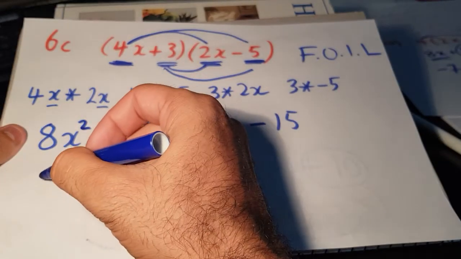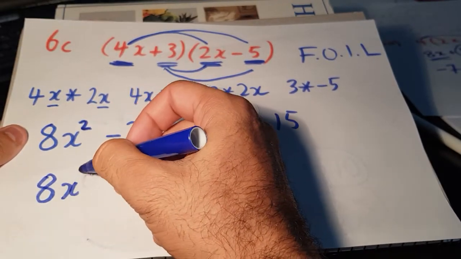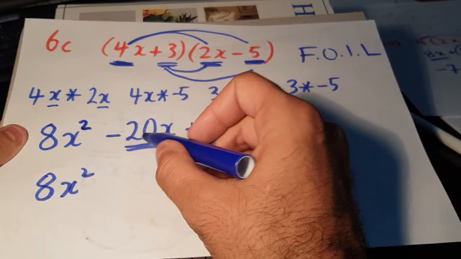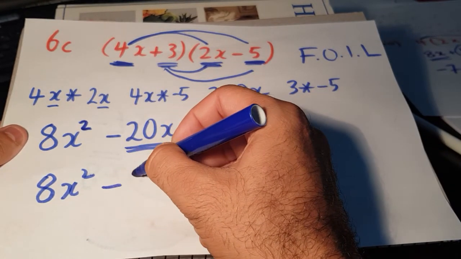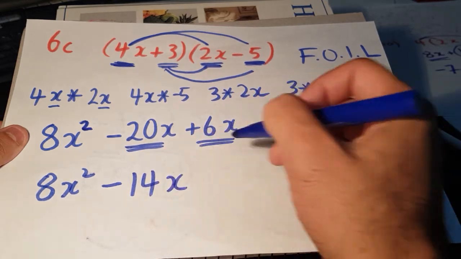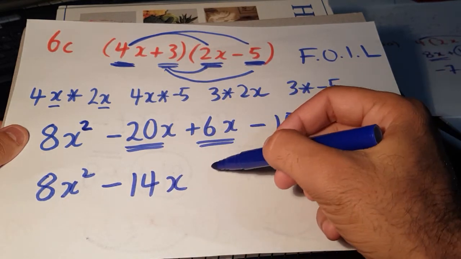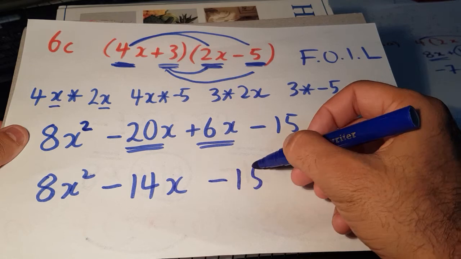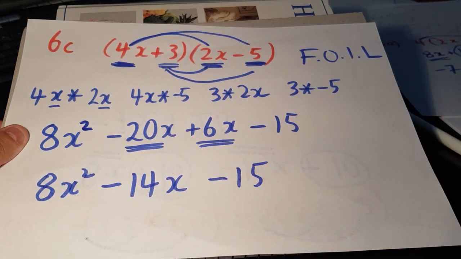So then the answer would be 8x squared. Now, negative 20 plus 6 is negative 14x. And we have a leftover term, which is negative 15. That's pretty much it. Thank you.